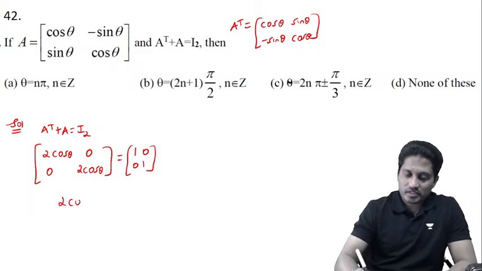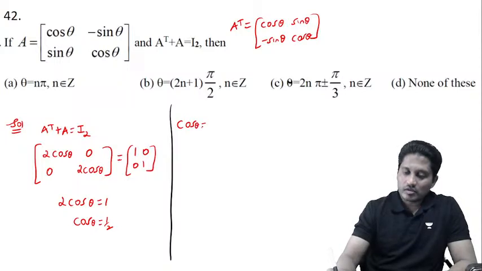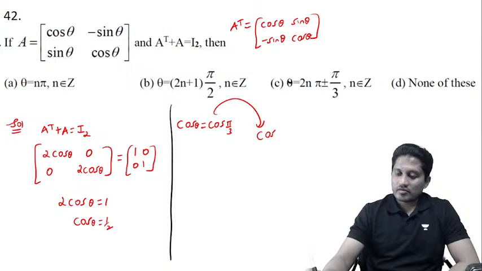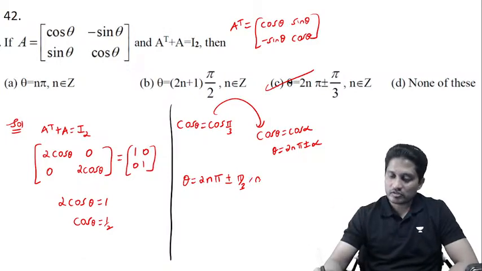If I equate, you get 2 cos theta is equal to 1. That is cos theta is equal to half. Now cos theta is equal to cos of pi by 3. This is of the form cos theta is equal to cos alpha. Cos theta equal to cos alpha means theta is equal to 2n pi plus or minus alpha. So you get theta is equal to 2n pi plus or minus pi by 3. Answer is option C only. n is an integer, n belongs to Z.